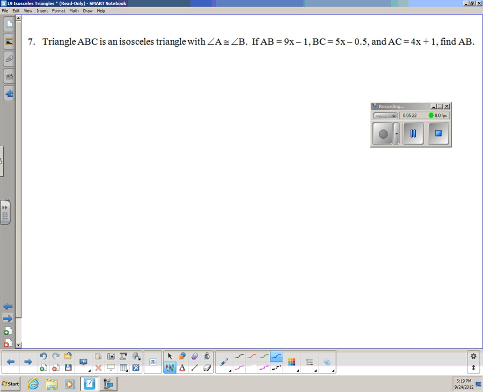Number 7, it says triangle ABC is isosceles. So here's our isosceles triangle again. But this time they told you angle A was congruent to angle B.